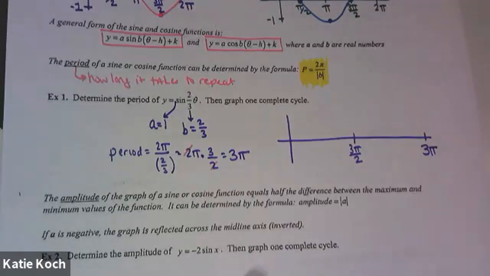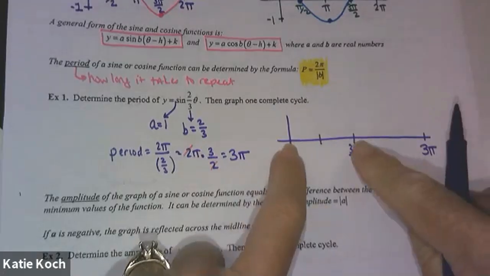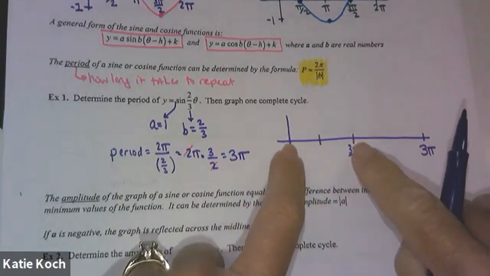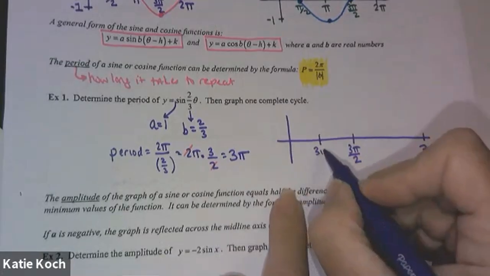We do it again. Look, I'm going to cut this 3 pi over 2 in half, or I'm taking the average of 0 and 3 pi over 2. So when I do that, half of 3 pi over 2 is 3 pi over 4.